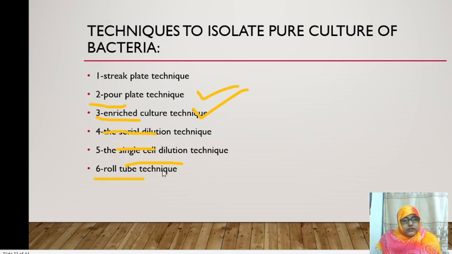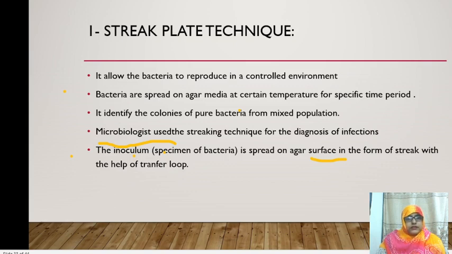The first one is streak plate method, the other one is pour plate method, then enriched culture technique, then serial dilution method, the single cell dilution technique, roll tube technique. Repeat it again: streak plate, pour plate, enriched culture, serial dilution method, single cell dilution method, roll tube method, etc. The first one is a streak plate technique.